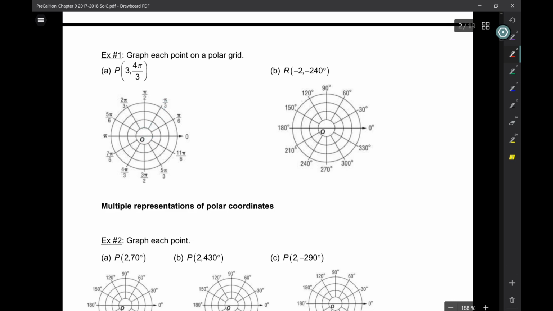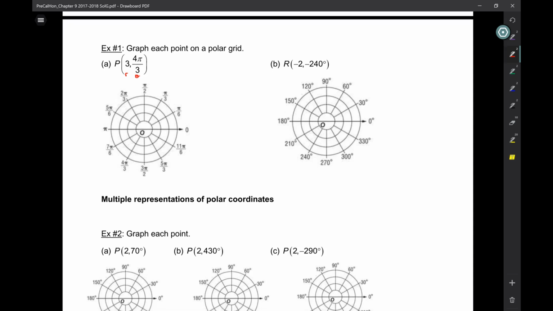All right, so let's graph this one. We have a radius of 3 and an angle of 4 pi over 3. Just like on your Cartesian coordinate system, each square represents 1 unit. Here too, each of these lines will represent 1 unit. So it'll be 1, 2, 3, 4. Sometimes you might need to double up and say 2, 4, 6, 8, just like on the rectangular coordinate system. So if it has a radius of 3, we're going to go out 1, 2, 3 spaces.